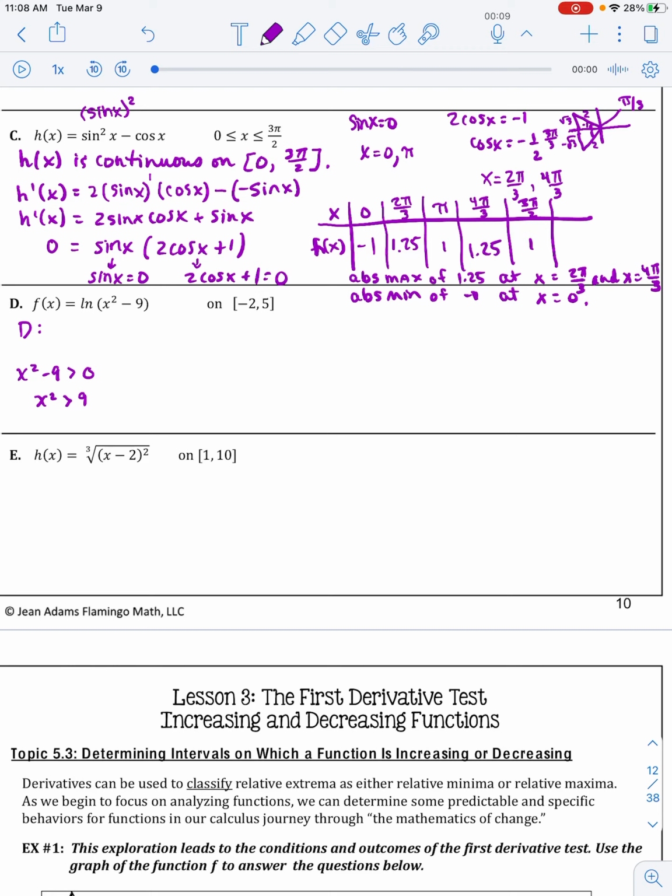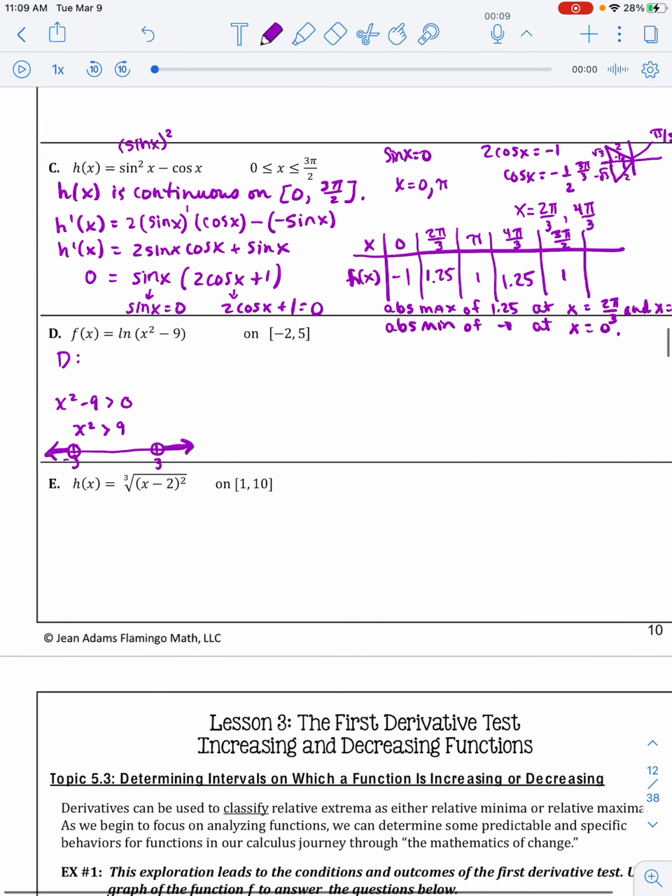And so, if I think about that, if x squared had to be greater than 9, I can't put a 0 in, I can't put a 1 in, I can't put a 2 in. So you're talking about all the numbers less than -3 and all the numbers greater than 3. So this is a disjunction. So your domain is -infinity to -3 union 3 to infinity, okay?